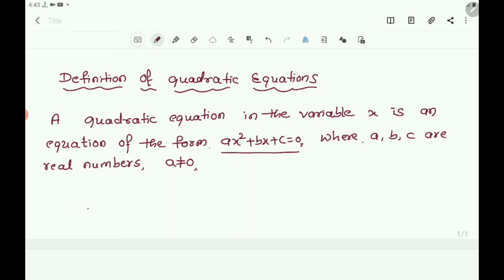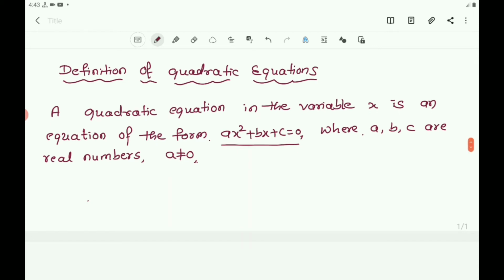So, this is the definition of the quadratic equation. It must be in the form of ax square plus bx plus c equals 0, a is not equal to 0. Let us take some examples. Examples of quadratic equation.